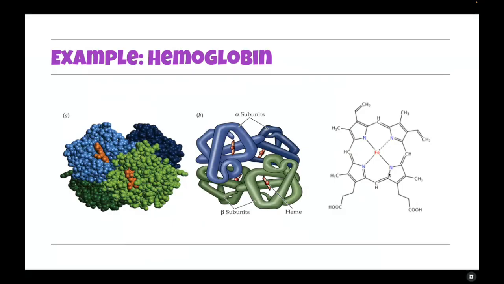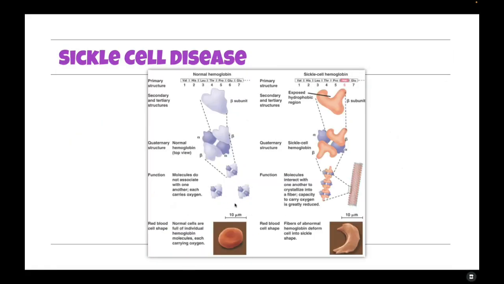All right, so an example here would be hemoglobin. Hemoglobin is a quaternary structure. And so it's your classic structure that you'd probably be seeing on your AP test. Each color represents a different protein subunit that's already folded to its tertiary level.